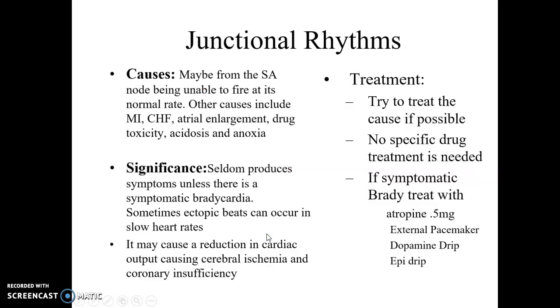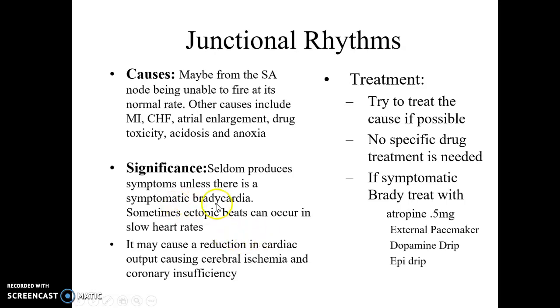So as far as what can cause junctional rhythms, sometimes it's caused from the SA node just being unable to fire at its normal rate. Other causes include MI, congestive heart failure, atrial enlargement, drug toxicity, acidosis, and anoxia, just lack of oxygen in general. So the significance, if you're going to have symptoms from this, it's because your rate's slow. It's not because it's coming from the junction that causes the problem. It's because the rate's 40 to 60, which is the problem.